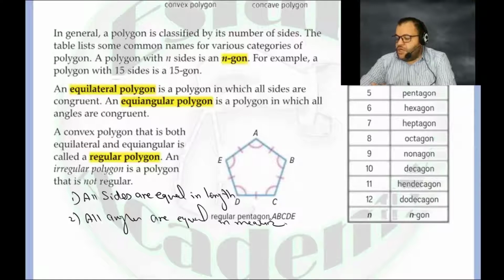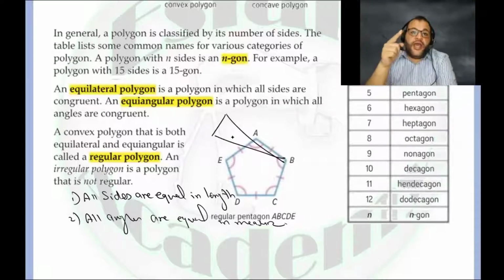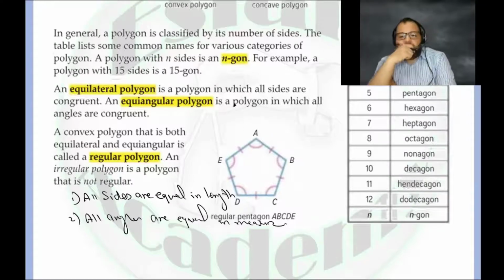Can you give me an example of a regular polygon with 3 sides, a triangle? Which triangle? The equilateral triangle. Can you give me one for the quadrilateral? Let's say a square. Is a rhombus regular or not regular?